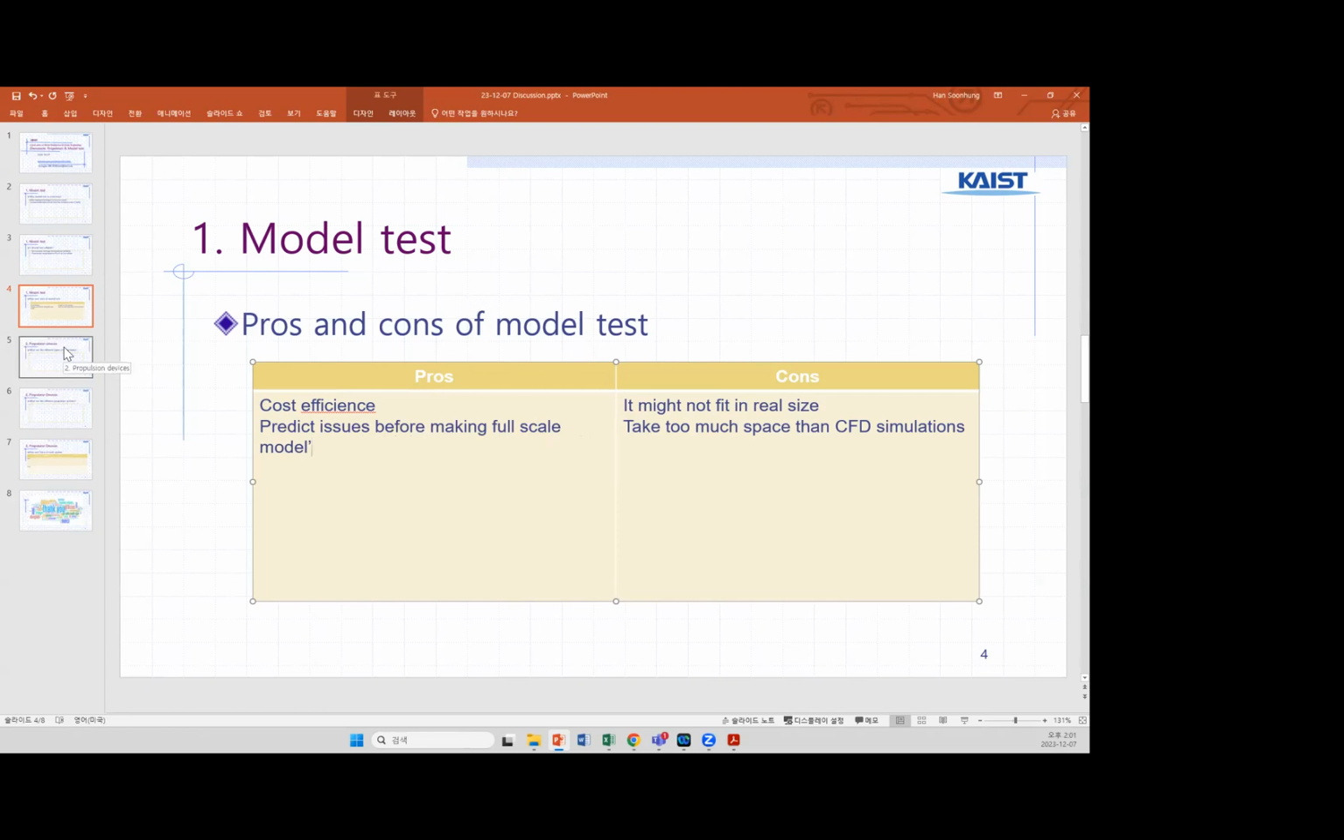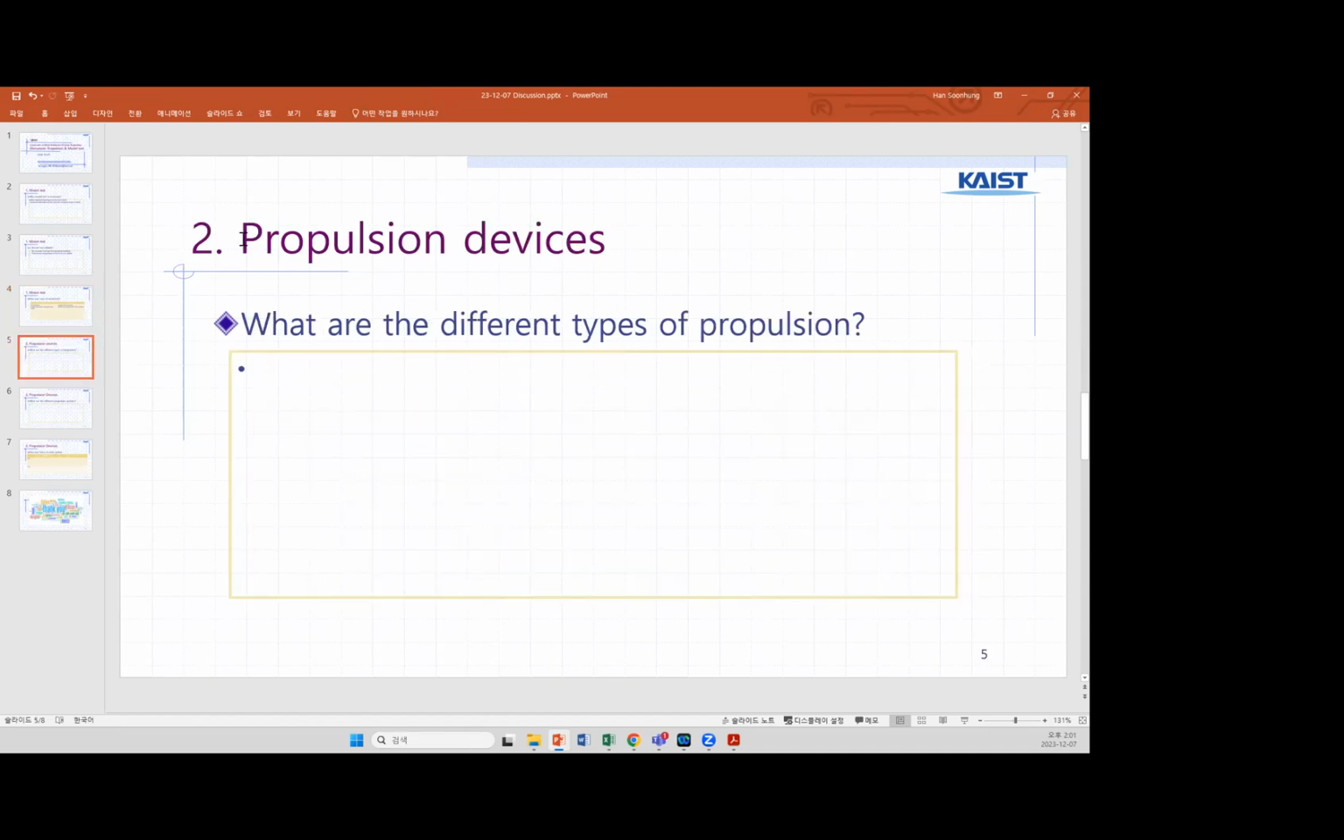I think that'll be enough, and let's move on to the next question. And this is for the propulsion devices. What are the different types of propulsion? Just briefly give me ideas.